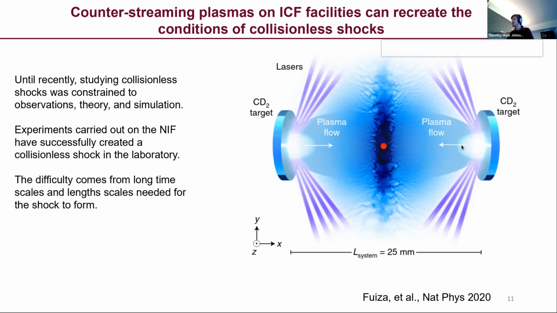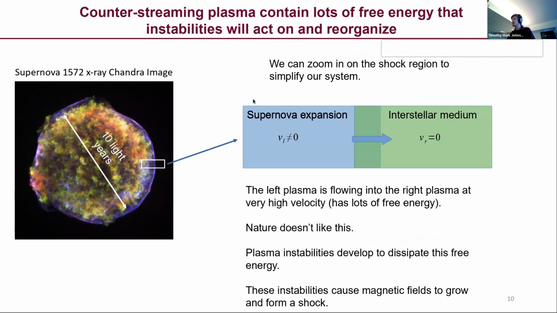We have these 2 plastic foils that are 25 millimeters apart, and we illuminate both sides with the NIF laser. And this will create these plasma flows that will expand off these foils and interact with each other in the center of the screen. If we go back to our simplified model of the supernova remnant, it's pretty much the same thing here. Just imagine you split the supernova velocity between these two plasmas, or on both sides.